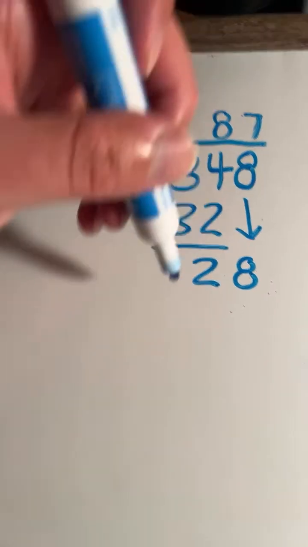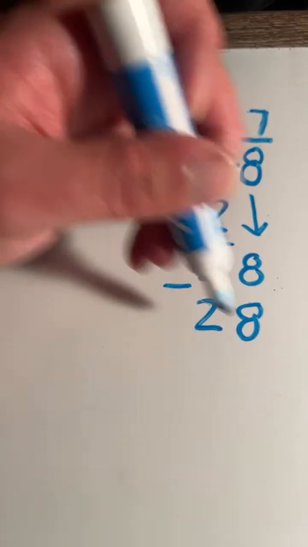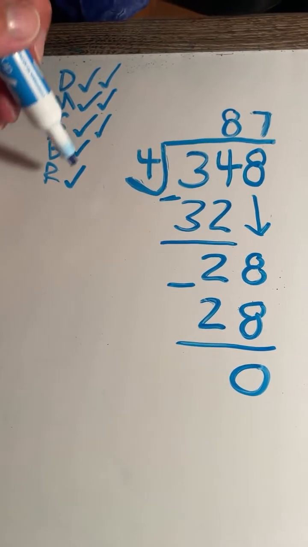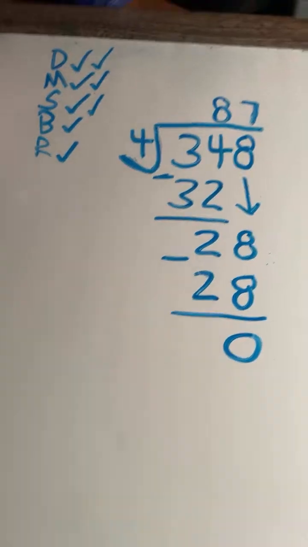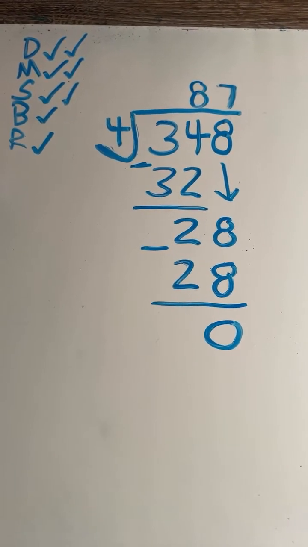Next, we multiply. 7 times 4 equals 28. Next, we subtract. 28 minus 28 equals 0. There's nothing left to bring down, so we are done. There is no remainder. 348 divided by 4 equals 87.